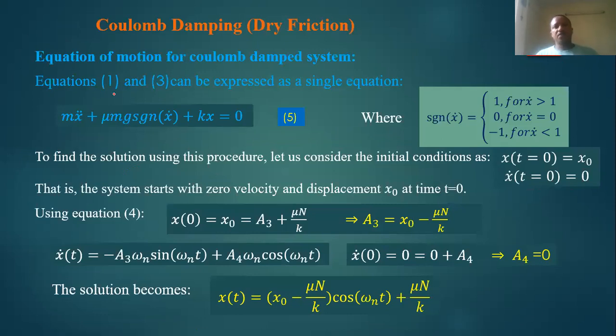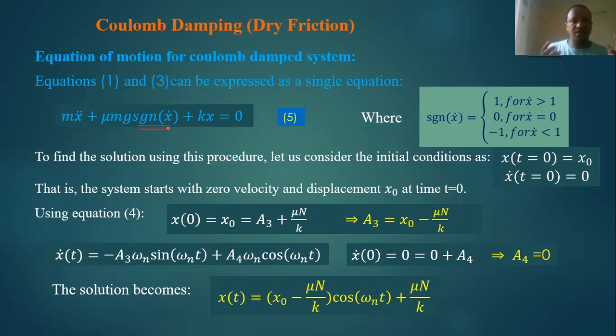Look, the equation of motion for the Coulomb damping system. So now we have two equations and two different solutions. But how can we combine those two equations and the two different solutions together? For that purpose, we use a signum function, because now we have two different situations: moving left to right with positive velocity, and moving with negative velocity. How can we define those two terms together? That is the question.